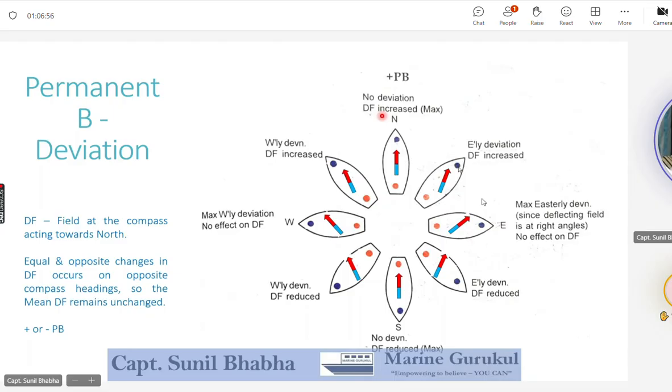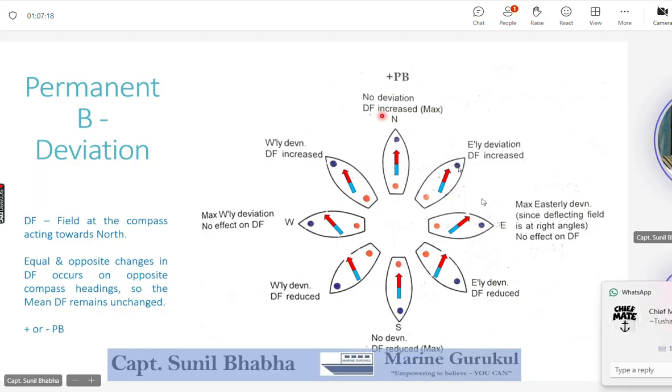If you pick up the example of a ship which is made on a northerly heading, in that case, the stern will be blue and the bow will be red. And in that case, your directive force will become exactly opposite. On all the northerly headings, the directive force is going to reduce, and on all the southerly headings, the directive force is going to increase.